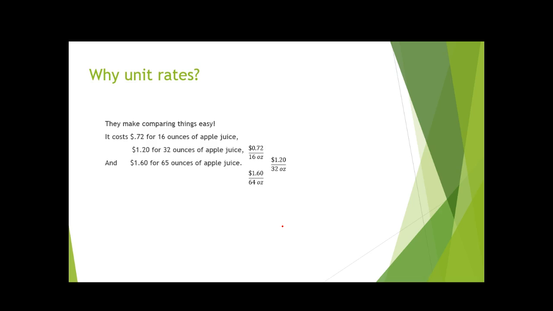A lot of people could probably figure that answer out just conceptually, but in order to prove that one is cheaper than the other, you can find the unit rate. How would you find the unit rate? Simple. Divide the top by the bottom. If you want to find this unit rate, you take 0.72 and divide it by 16. That's going to find us the unit rate. 120 divided by 32. That's going to find us the unit rate. 160 divided by 64. That's going to find us the unit rate.